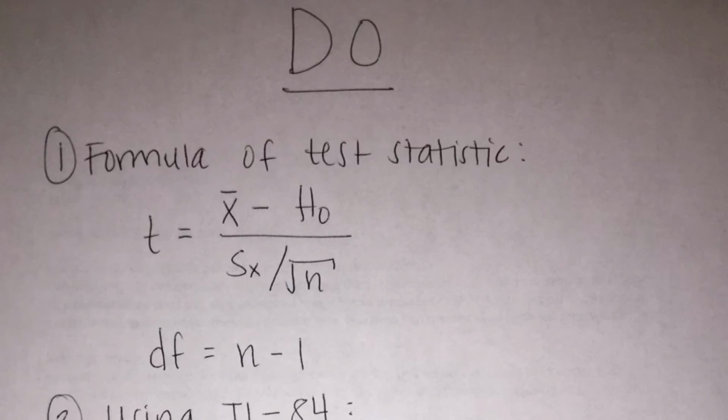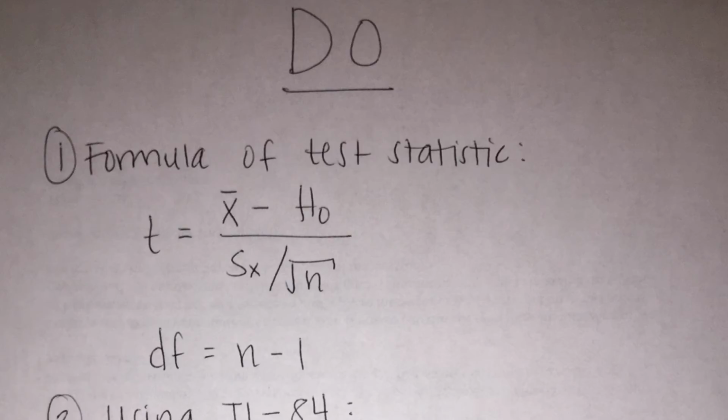Now for the do step. This is the formula for the standardized test statistic. X bar minus the null hypothesis over the standard deviation divided by the sample size square root. T-distributions vary based on degrees of freedom, so you need to calculate the degrees of freedom, which equals n minus 1. We can use tcdf with the degrees of freedom equaling n minus 1 to calculate our p-value.